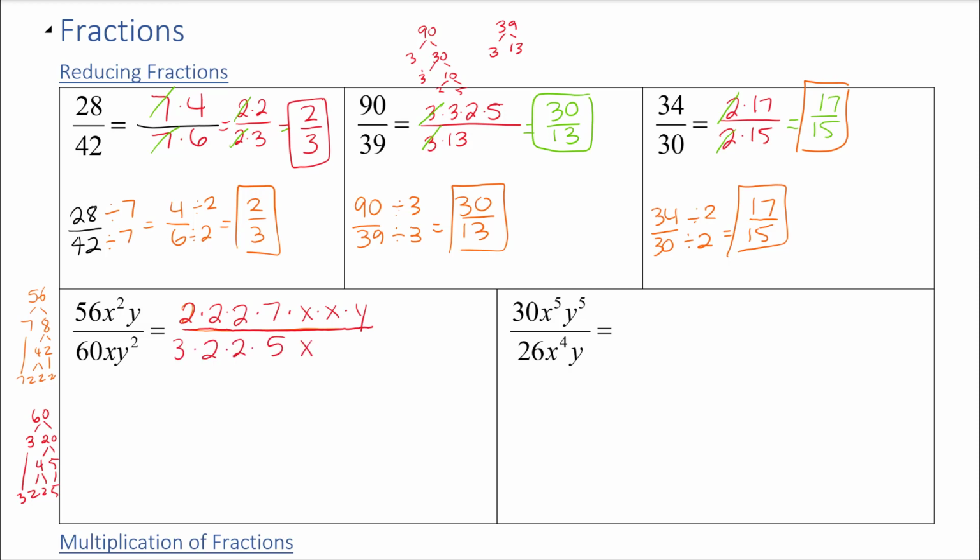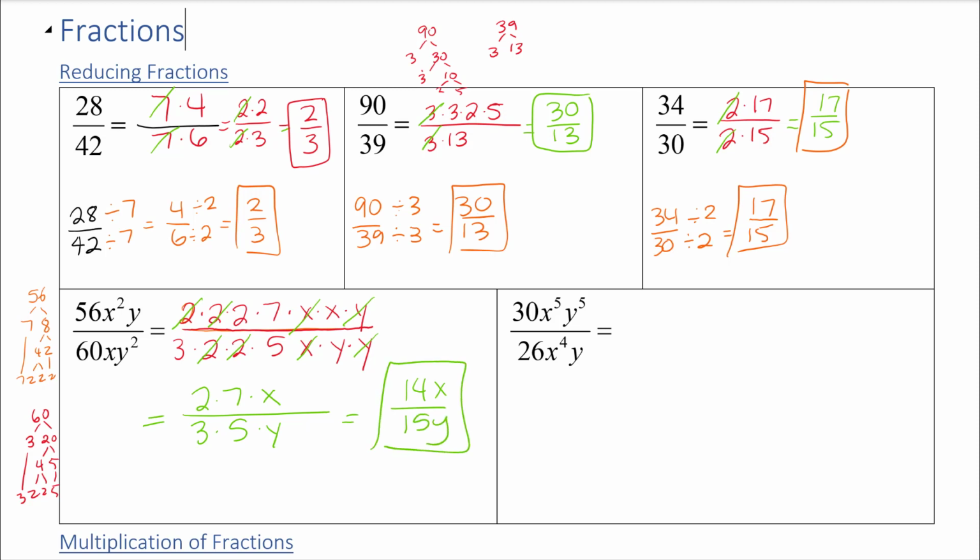I have 1 x and 2 y's this time. I think this is probably the most efficient way when you have variables, is just to write out the prime factorization. So the 2's divide out nicely. Another 2 divides out nicely. One of the x's divides out. One of the y's divides out, and I'm left with 2 times 7 times x on top, and 3 times 5 times y on the bottom, which reduces to 14x over 15y.